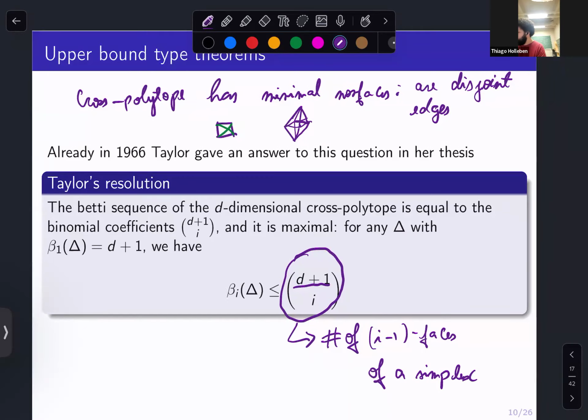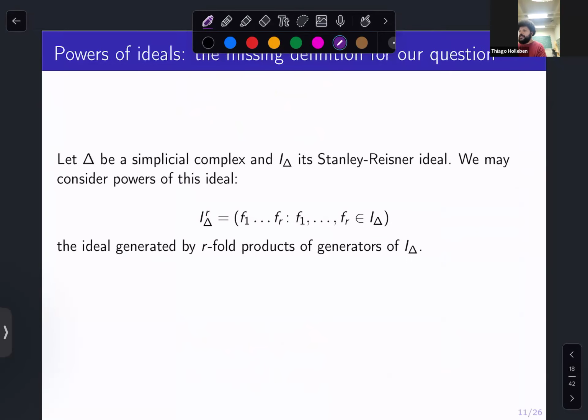Now, to actually state the problem, we need one more definition, which is the definition of the powers of an ideal. So this is where the algebra comes in for the motivation of the problem. Let's say you have a simplicial complex. From a simplicial complex, you can get the Stanley-Reisner ideal. From the Stanley-Reisner ideal, you can look at the powers of this ideal. So the rth power is, you look at every generator and you look at products of these generators.